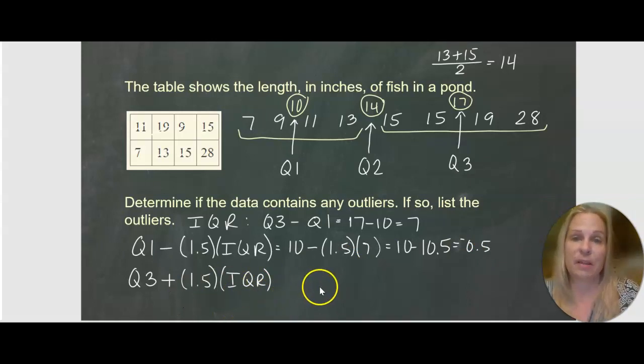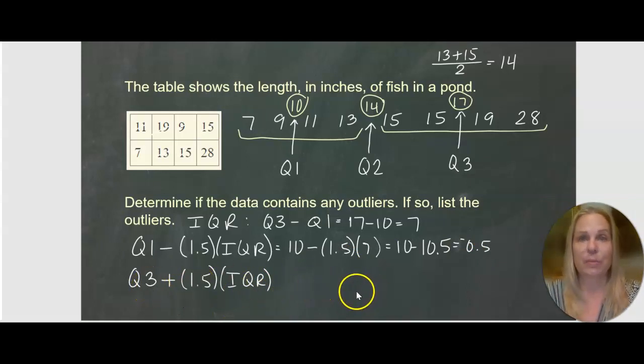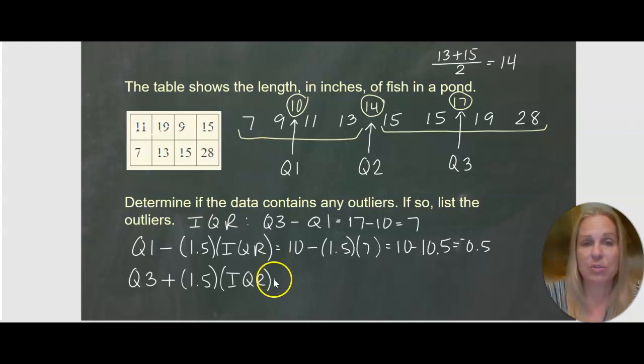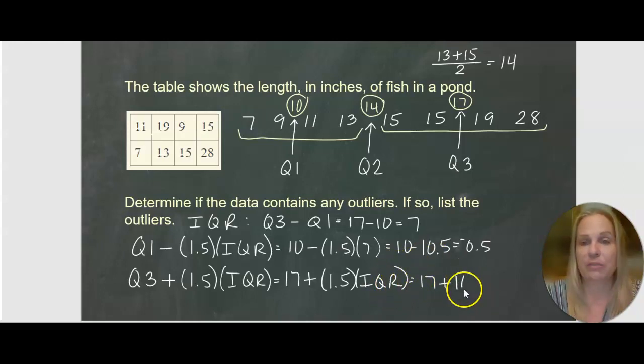So now I'm going to do the same thing with this other formula. What I'm doing basically is I'm finding 1.5 times the IQR, and then I'm going that much less than Q1 and that much greater than Q3, right? So now I'm going to do Q3, which is 17, plus 1.5 times the IQR, and that is 17 plus 10.5, and that is 27.5.